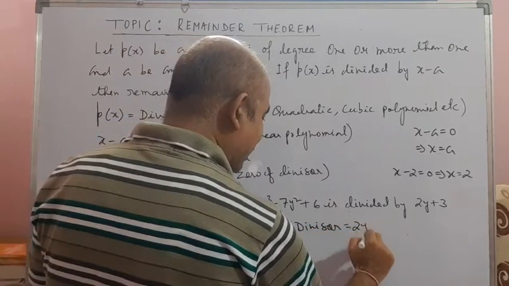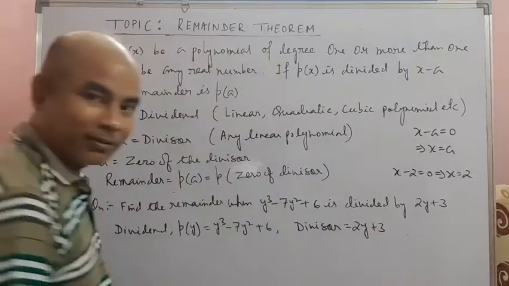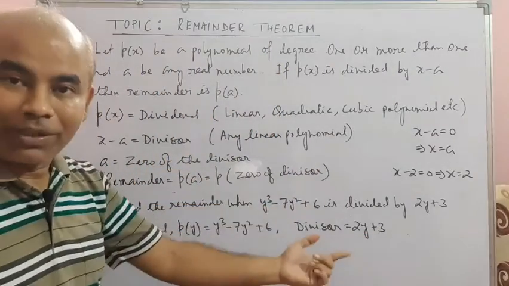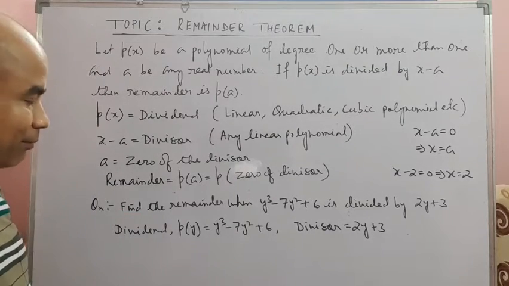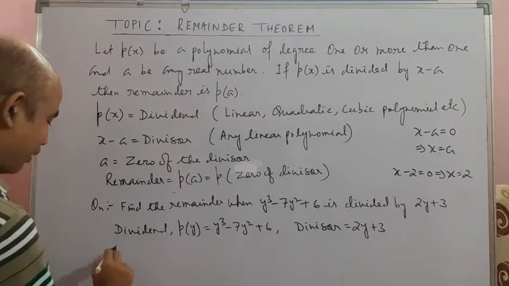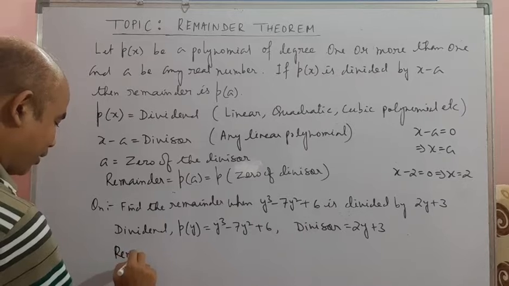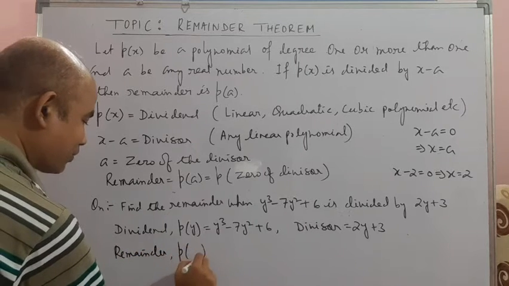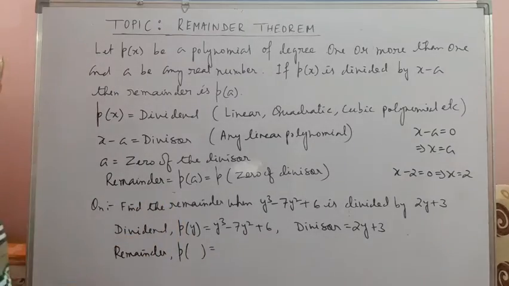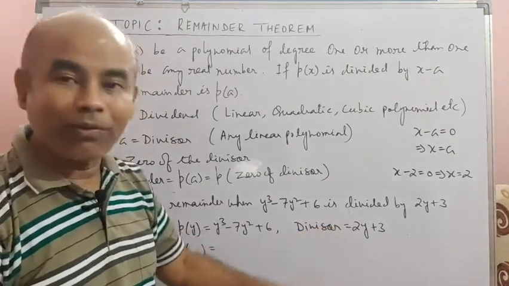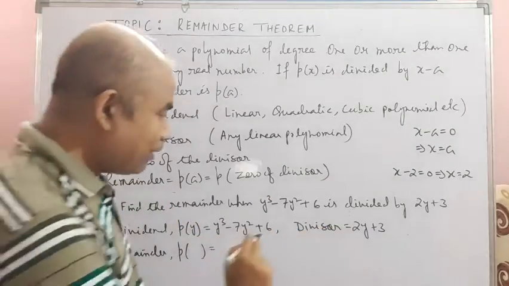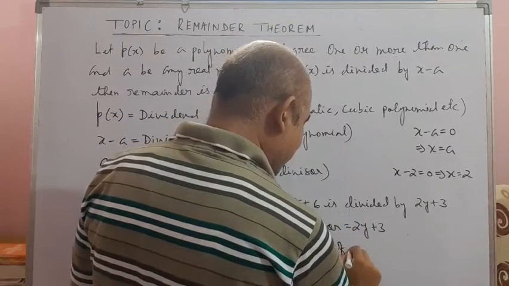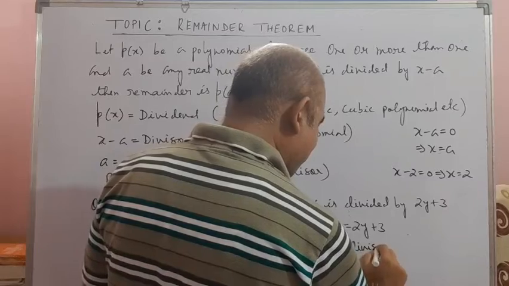The divisor is a linear polynomial, 2y plus 3, not necessarily of the form y minus something or x minus something. Then you are to find the remainder. How can we find the remainder? To find the remainder, in place of y I need to put a value. What is the value? The zero of our divisor. So if the divisor is 2y plus 3, then what is the zero of the divisor?